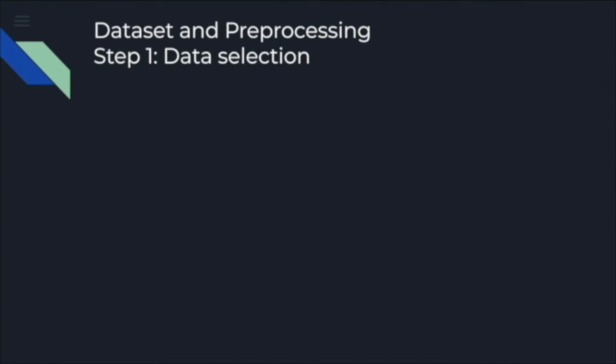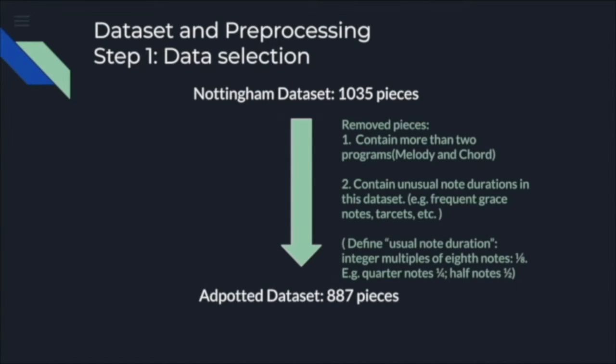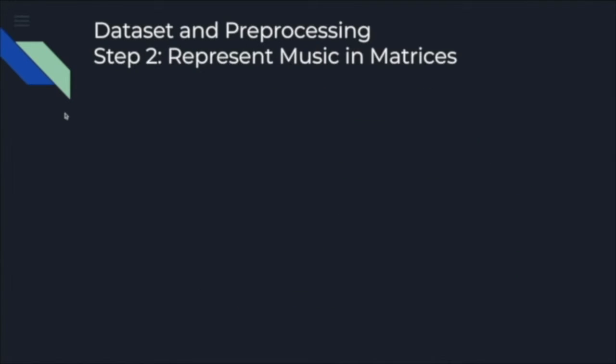The dataset we use is Nottingham, which consists of 1035 piano pieces. 148 of these pieces are excluded from our dataset because they either contain more than 2 programs or contain notes with unusual note durations, such as frequent grace notes or tercets. These will make the next stage of pre-processing much more difficult.